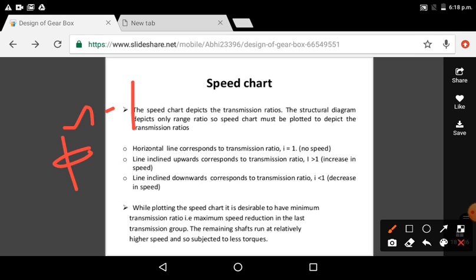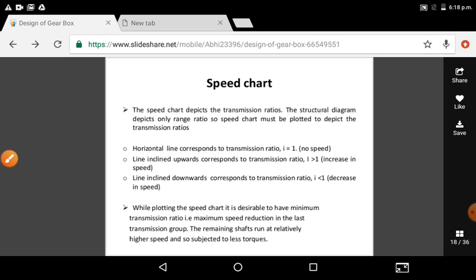A line inclined upward corresponds to a transmission ratio i greater than 1, meaning an increase in speed. A line inclined downward corresponds to a transmission ratio where the value of i is less than 1. While plotting this speed chart, it is desirable to have the minimum transmission ratio, maximum speed reduction, in the last transmission group. The remaining shafts run at relatively higher speed and so are subjected to less torque.